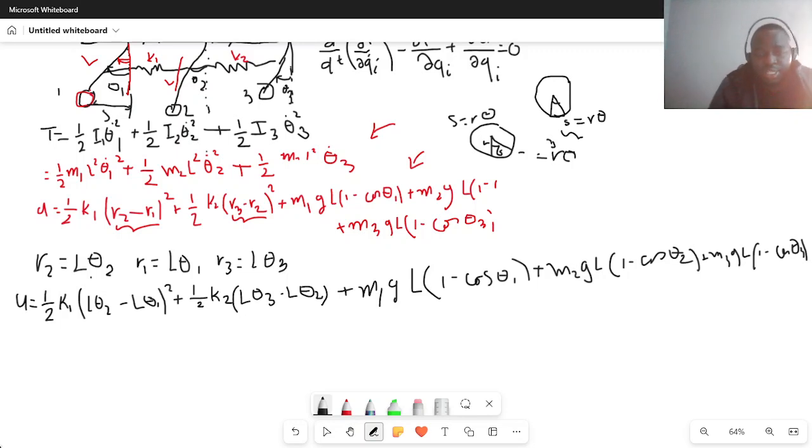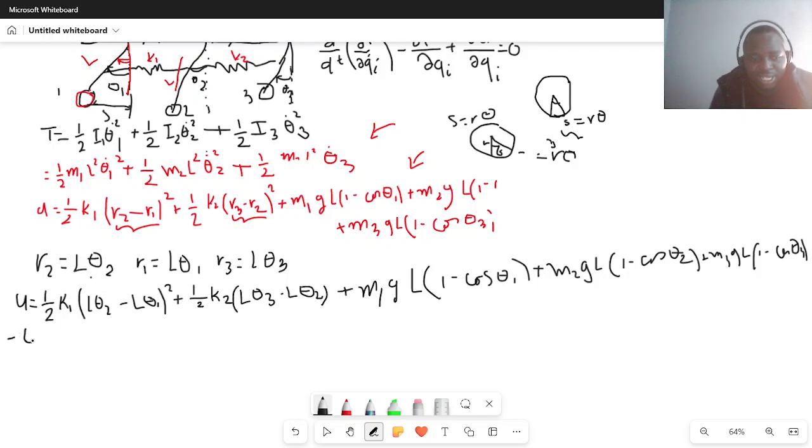Now, since we've done this, what do we do next? We apply Lagrange's, and I said you have system 1, theta 1, system 2, theta 2, system 3, theta 3. Because you have 3 systems, you're going to have 3 different equations. It's simple as that. Number of systems, number of equations. Let's start with the first one, for theta 1.